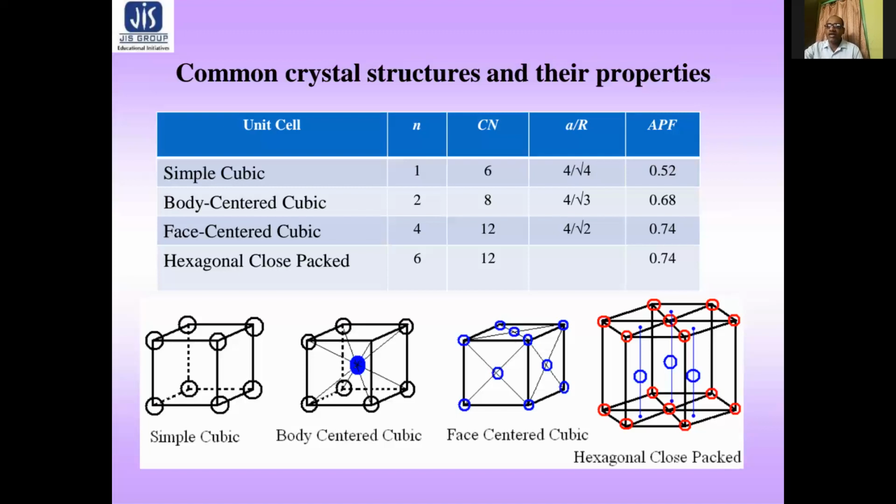As we described earlier, while calculating these things, we consider each and every atom as a hard sphere. Although we know that subatomic particles are there, that is proton, neutron, and electron, and there is a large vacant space if we analyze microscopically. But to simplify the analysis in materials engineering, we need to consider atoms as hard spheres.